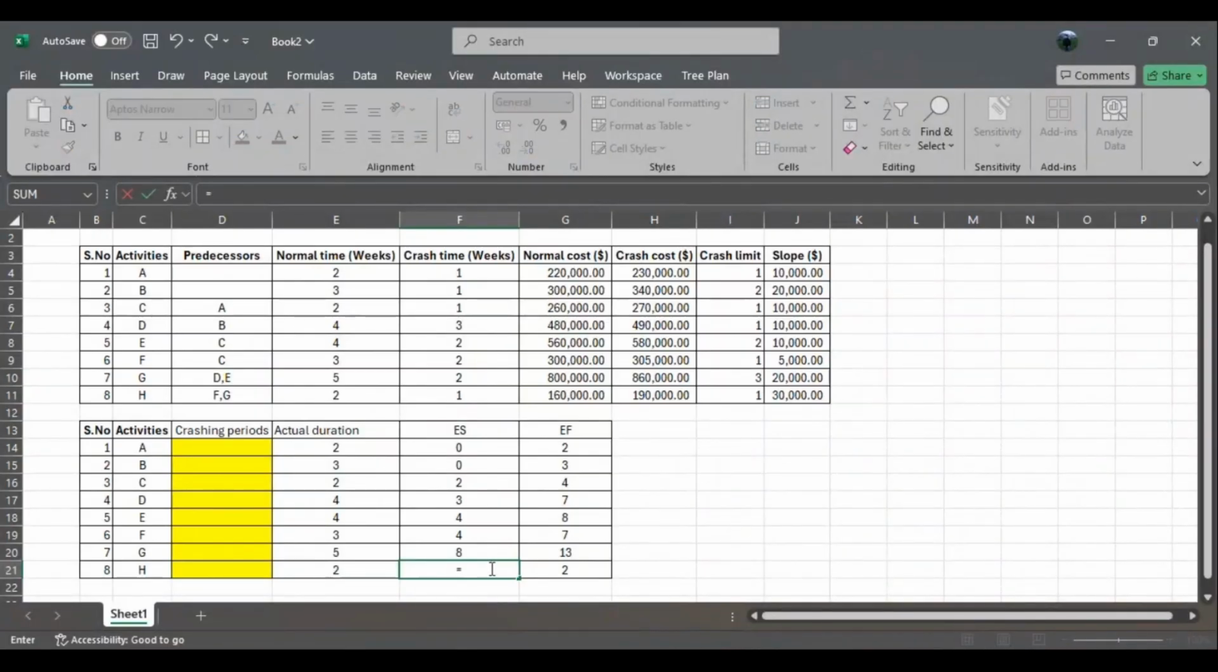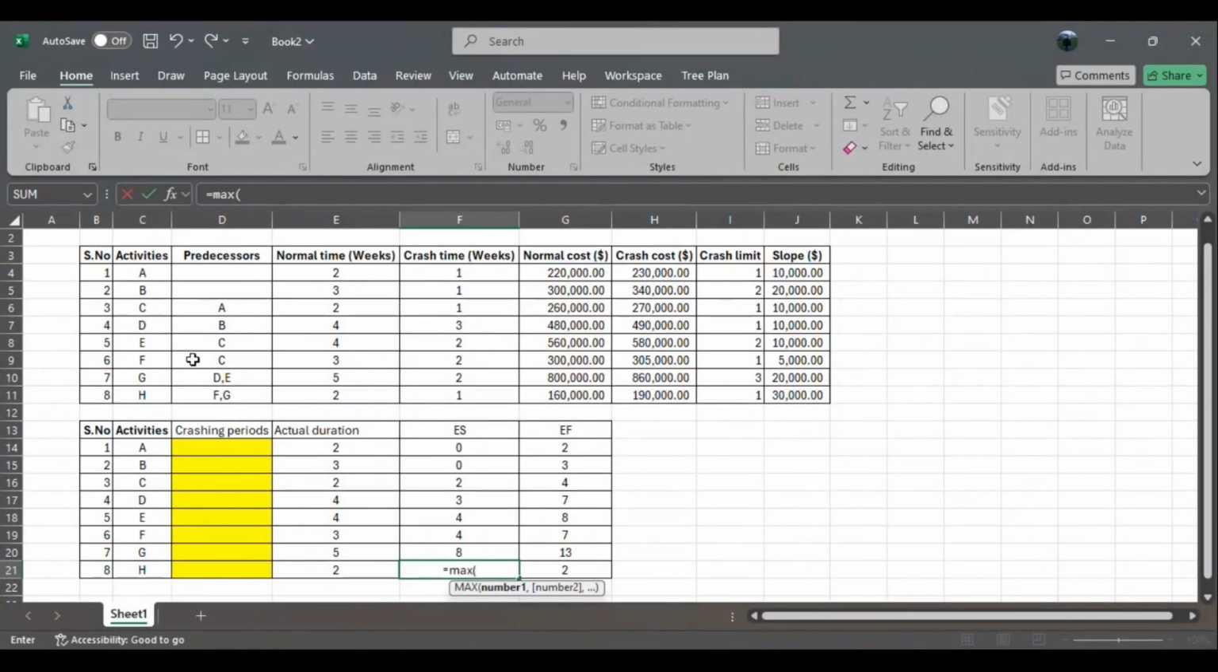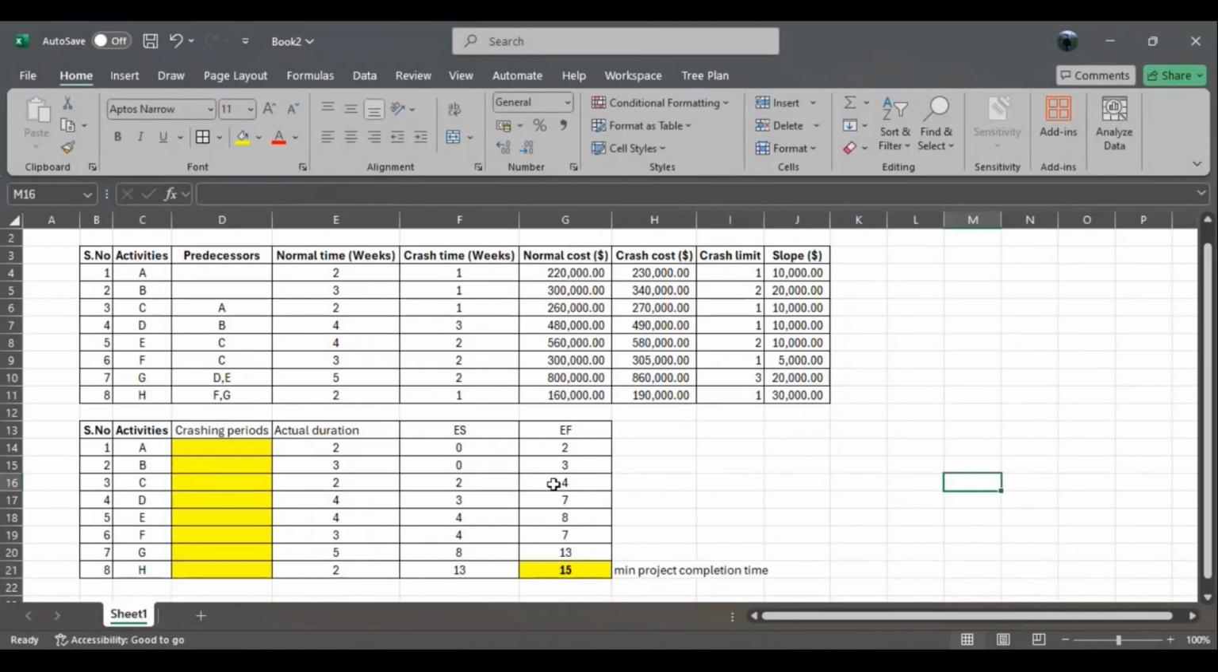Okay, now moving on towards the next one, which is H. How to represent this one? We are again going to use the max function. And this time the predecessors are F and G. So we'll use the max function on F and G, which is right here, and click enter. Now you see the values in these columns were changing when we were putting values right there. And this last value is important. This last value represents the minimum project completion time. That is the minimum project completion time without crashing.